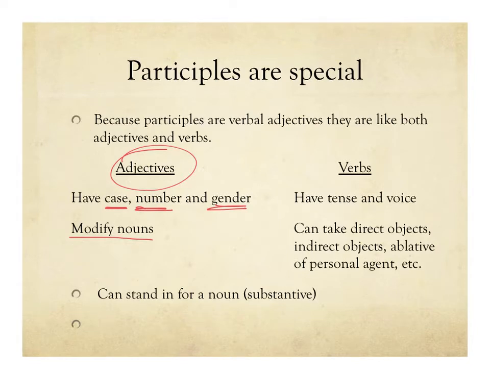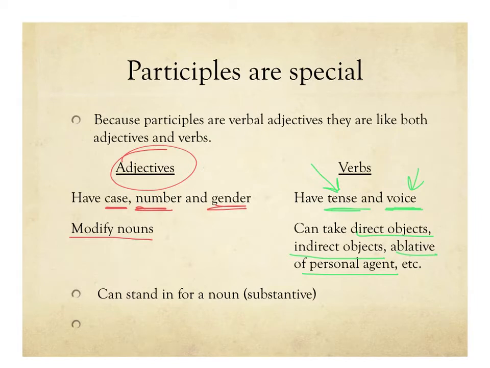But because they have this verbal aspect, because they are created or formed from verbs, they also have tense and voice. So they can be active or passive, that's voice, or they can be present or perfect or future tense. And because they are verbs, they can also take a direct object or an indirect object, an ablative of personal agent. They can be followed by a preposition, right? All kinds of things just like other verbs because they have this verbal aspect to them as well.